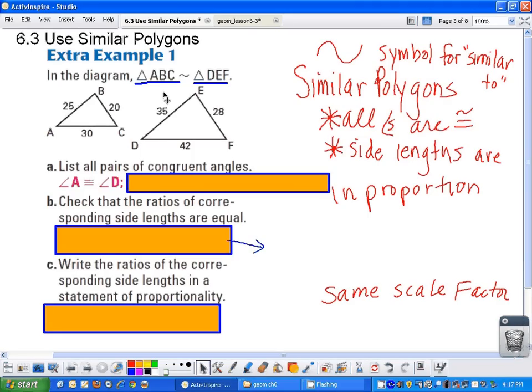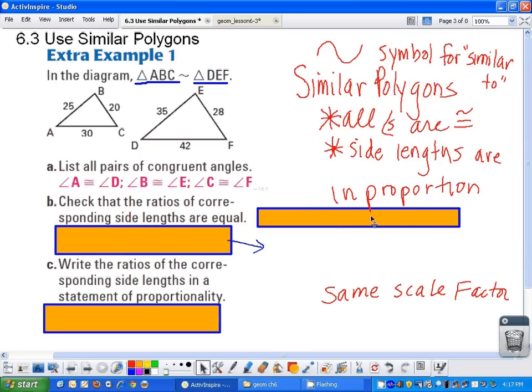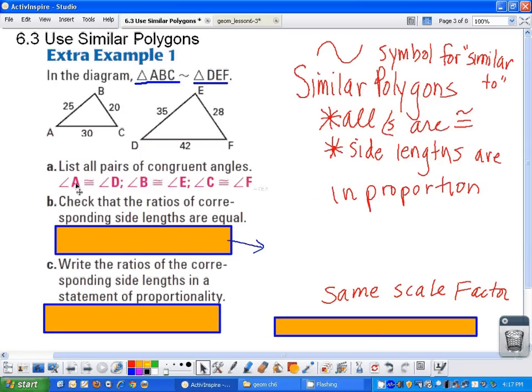So likewise, B and E also correspond. So we can then write angle B is congruent to angle E. And then finally angle C is congruent to angle F. So that's part A is now complete.